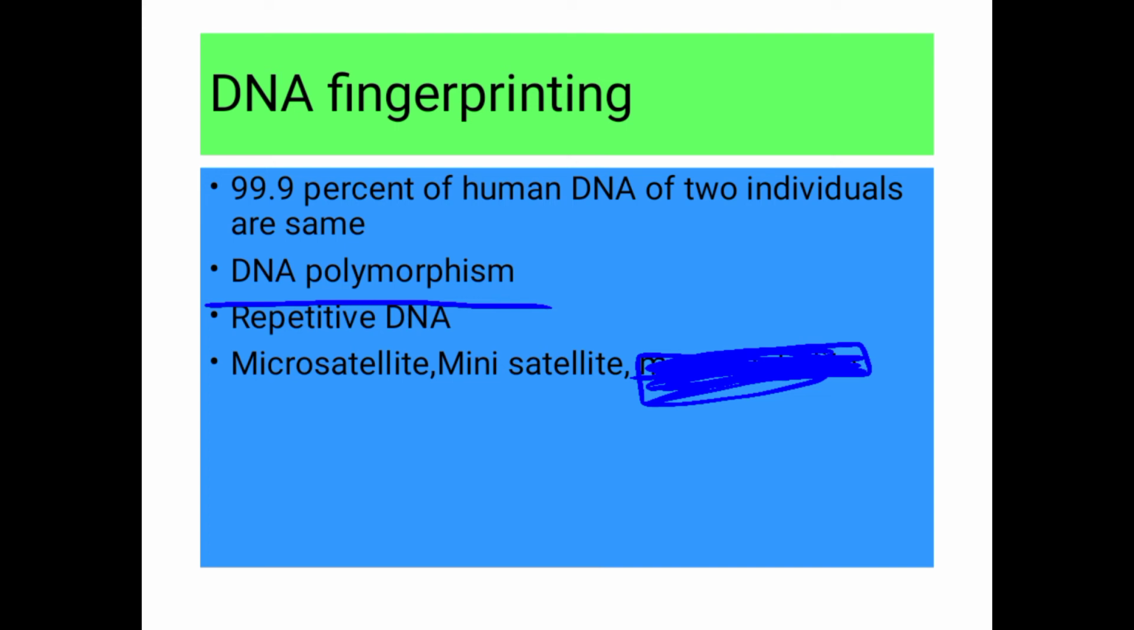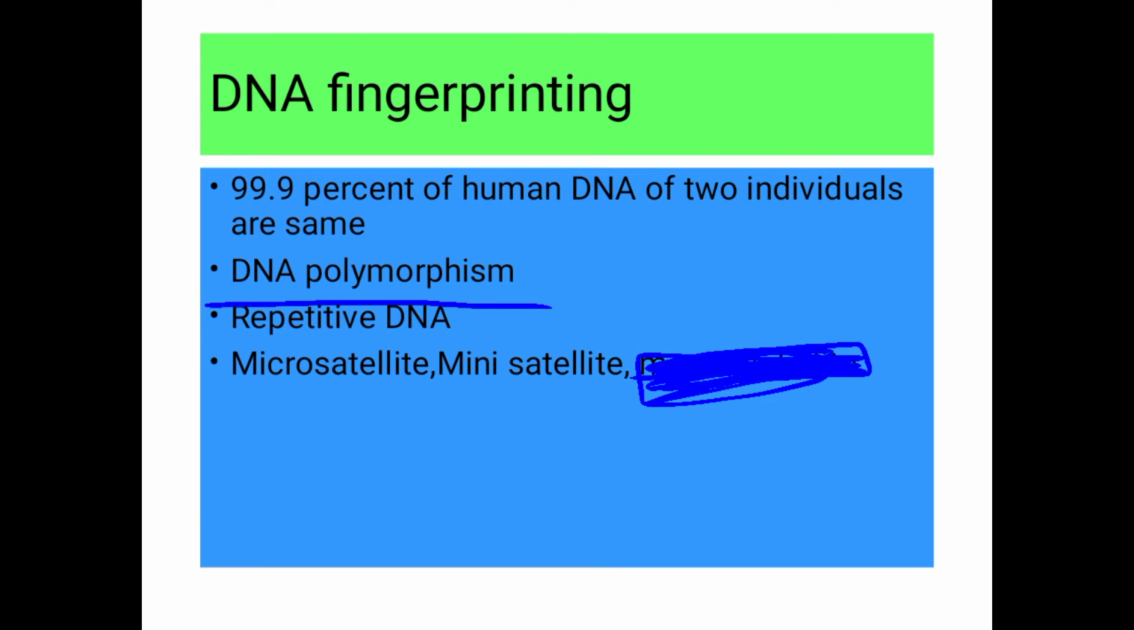So if any mutation happens, especially in the satellite DNA, that will not cause any trouble to the individual, isn't it? If it is causing any trouble to the individual, it will be harmful. Otherwise, it will not cause any harm to the individual. Why is it not causing any harm? It is repetitive DNA. It is not coding for any protein.